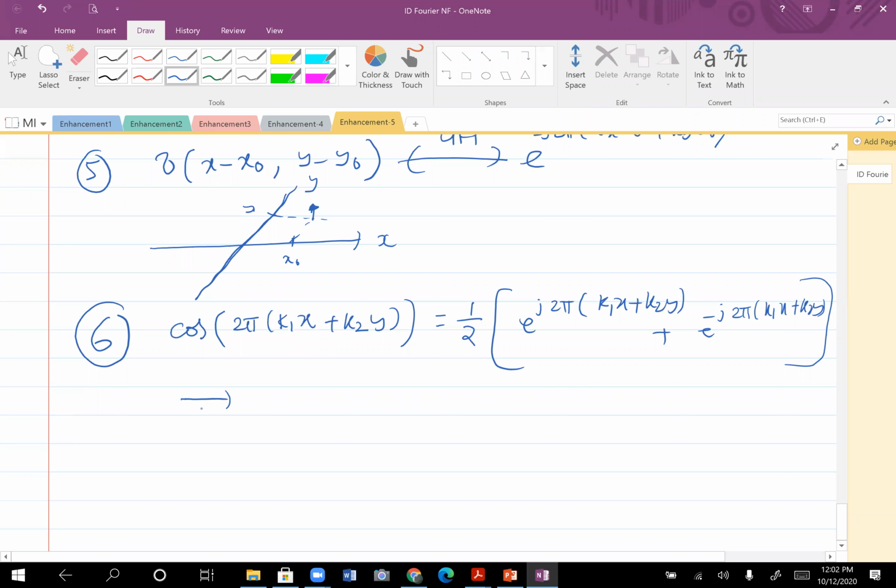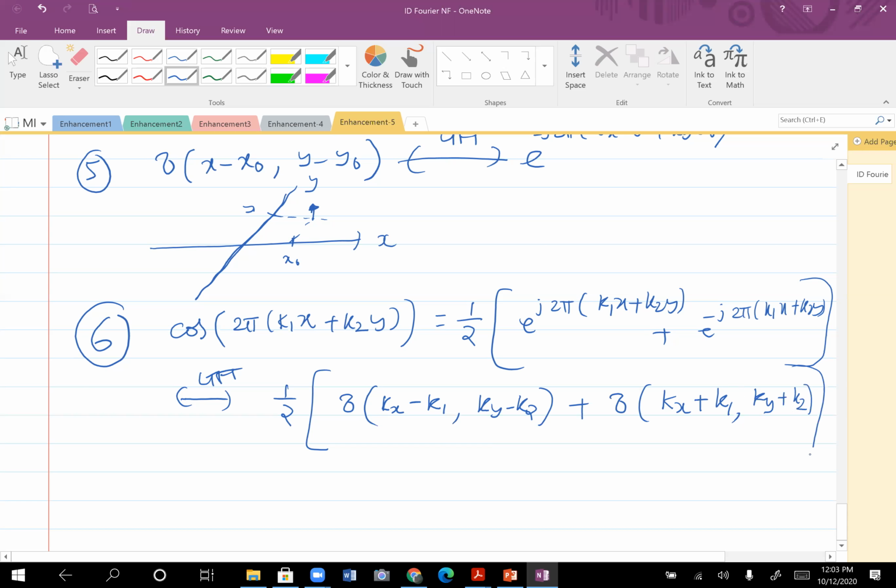And then what would be the CTFT of it? Half times delta of (kx minus k1, ky minus k2), plus delta of (kx plus k1, ky plus k2). Correct. So how does it look now?